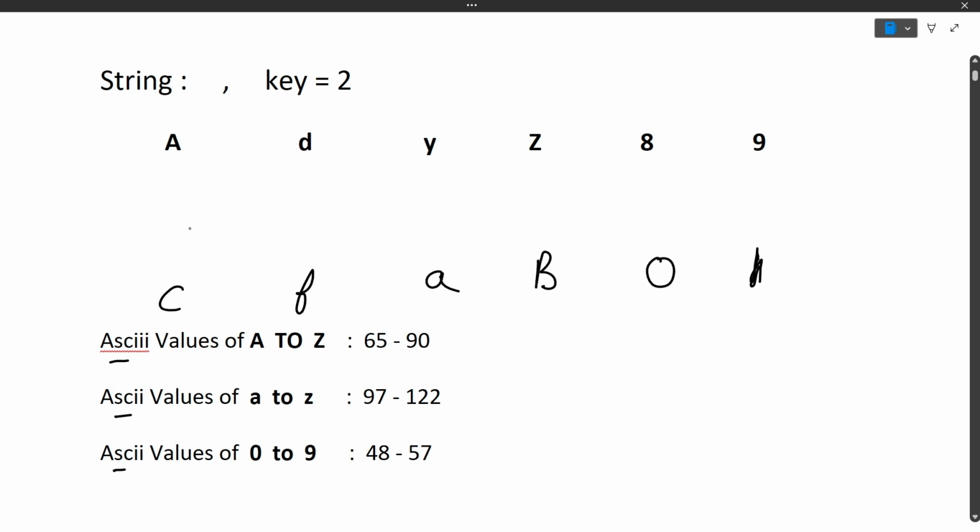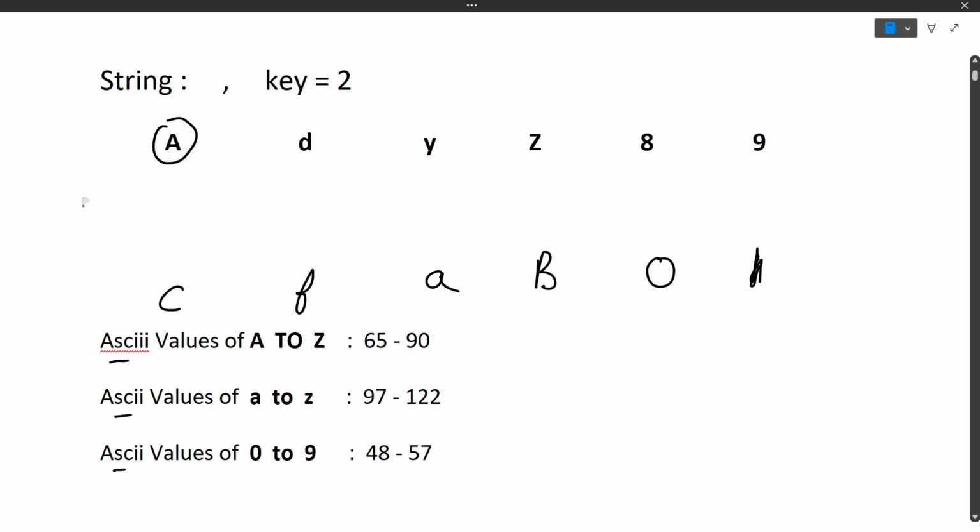Okay, so how will we check? We will be checking using the ASCII values. If the ASCII value of the current character lies between the range of ASCII values of this, it means that it is a capital one. If it lies between the range of this, then it means it is a small one. If it lies between this range, it means it's a digit character. So now we have found out that it is an uppercase character.